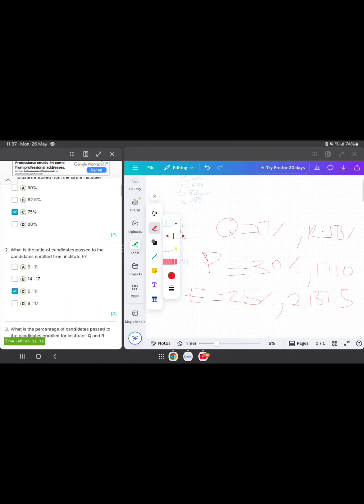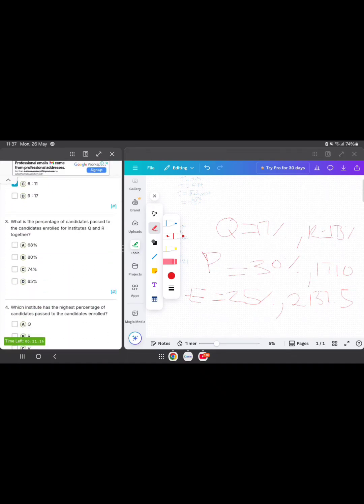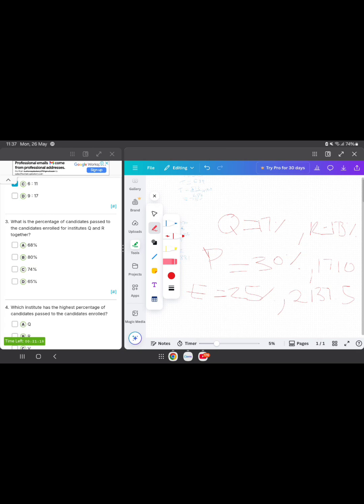Let's go back to the question to make sure that we answer it. It's saying what is the percentage of candidates passed to the candidates enrolled for Institute Q and R together? So for this percentage, we'll have those who passed divided by those who enrolled.